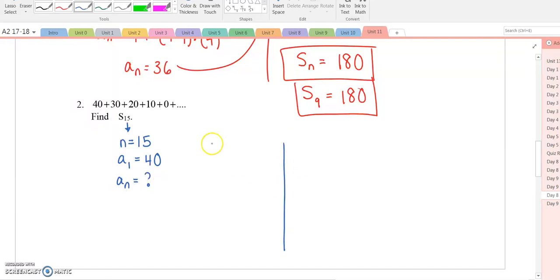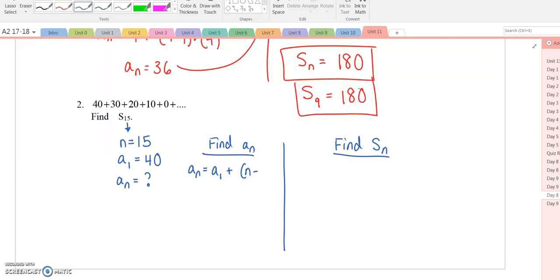So once again, I'm going to split this up, and I'm going to find a sub n first, and then I'll use that to find S sub n. So remember, it's two different formulas we're using here, so make sure you keep track of them both. Alright, the a sub n formula, I'll write it out for you, is a sub 1 plus n minus 1 times d. And the S sub n formula is n times a sub 1 plus a sub n divided by 2.